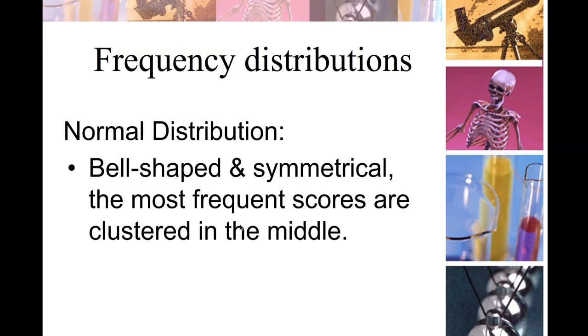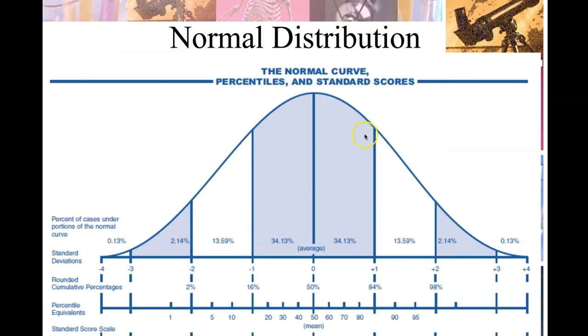We've got the normal distribution, which is that bell-shaped, symmetrical curve. The most frequent scores are clustered in the middle. We're going to spend a lot of time in the next lecture looking at that bell curve, that normal distribution. Most scores are in the middle. The exact middle is where the mode, the median, and the mean are. The most common score is also the average score and the score in the middle. We'll talk more about this later. So it's a nice normal distribution of data.